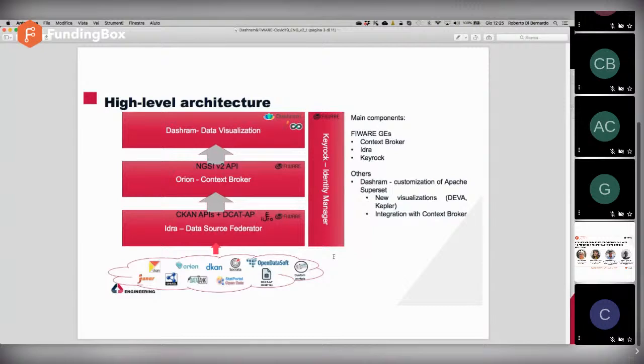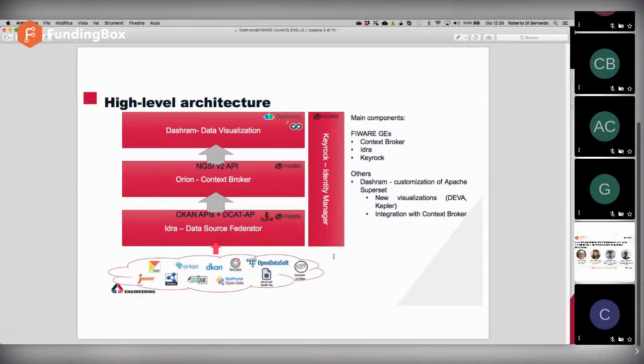DCAT, etc. Then we use the context broker in order to manage and to define correctly the context we want to focus on. Of course, we have Keyrock to manage the identity, so the authorization layer in our infrastructure, and then we put on top of it a customization of Apache Superset, that is at the moment an incubated technology in Apache, and in particular we customized it, making it compatible with the context broker on one side, but also we added a few other visualization capabilities.